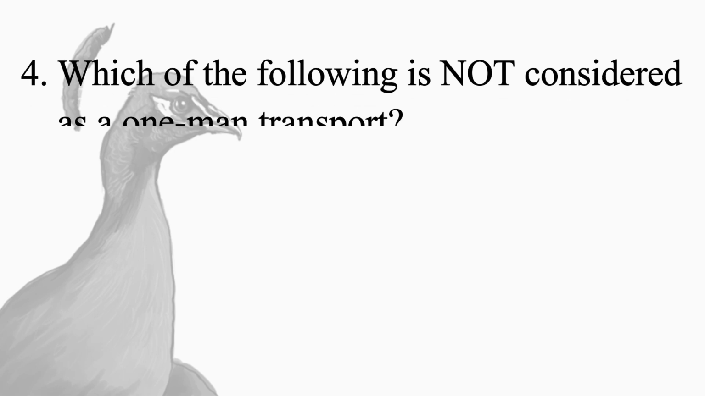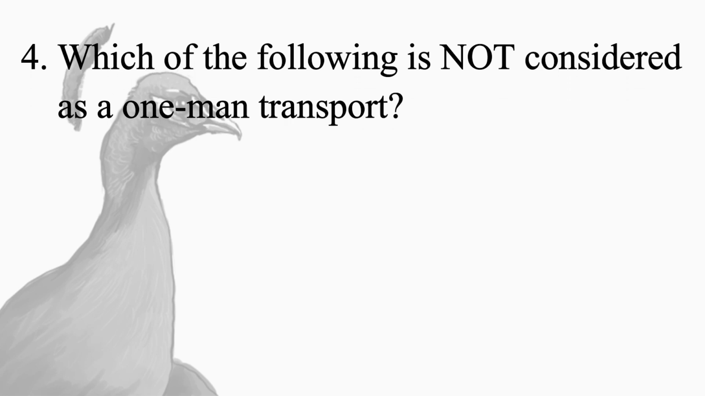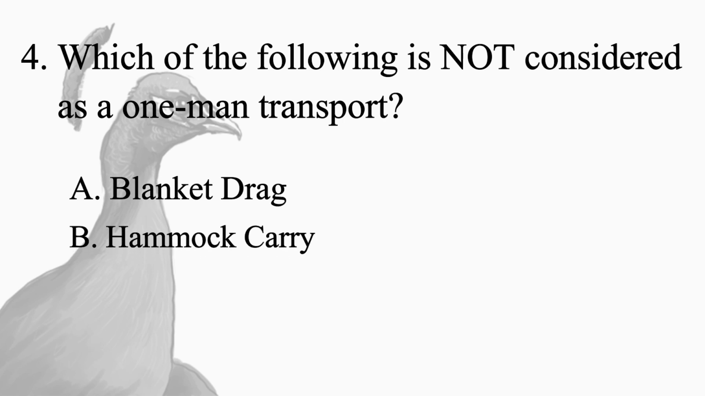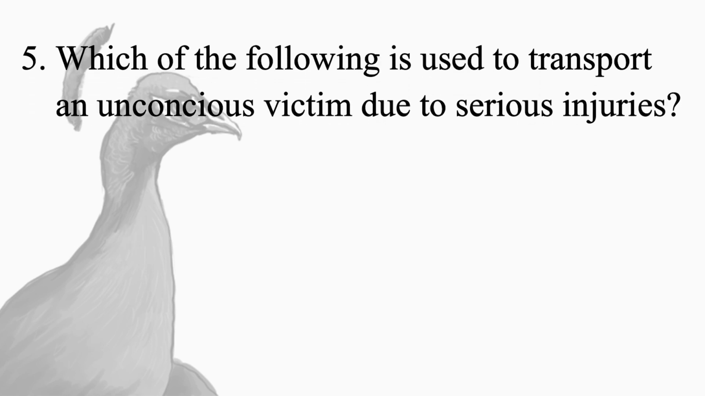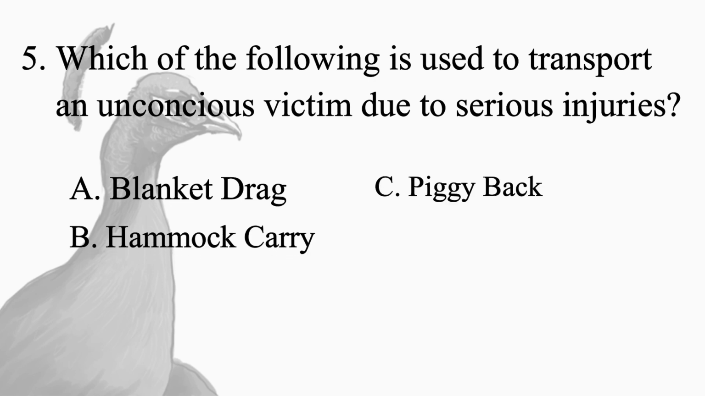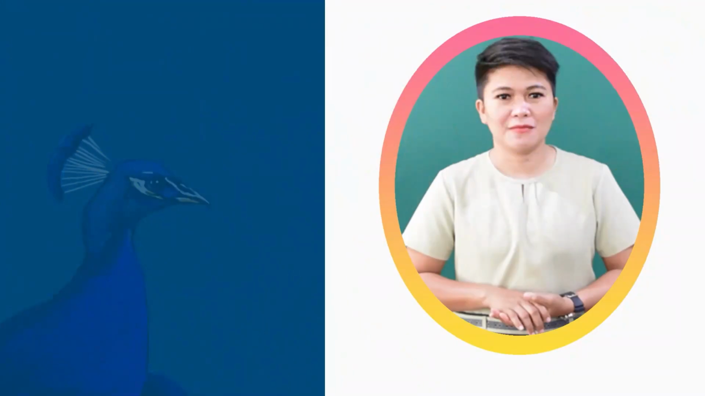Number 4. Which of the following is not considered as one-man transport? A. Blanket drag. B. Hammock carry. C. Backstrap carry. And letter D. Piggyback. Number 5. Which of the following is used to transport an unconscious victim due to serious injuries? A. Blanket drag. B. Hammock carry. C. Piggyback. And letter D. Shoulder drag. That's all, class. Just keep your answers and we will check them later.